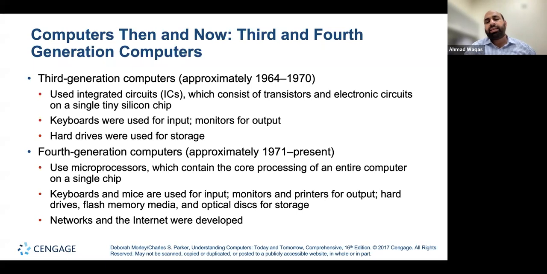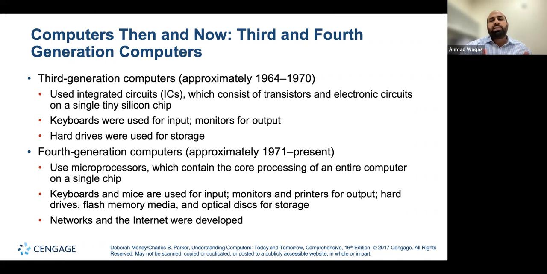In the third generation, that started in 64 until 70, ICs were used, so integrated circuits that are actually composed of many transistors. Previously we were using vacuum tubes, then the vacuum tube was replaced with the transistor. Now we are replacing this transistor. We are actually encapsulating those transistors inside one integrated circuit, IC, right? So we used ICs, which consist of transistors and electronic circuits on a single tiny silicon chip.